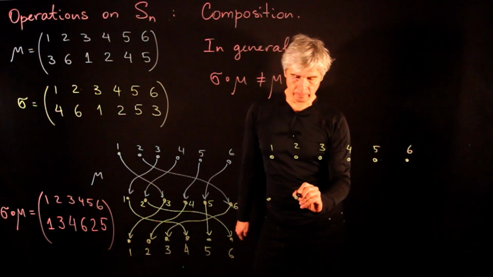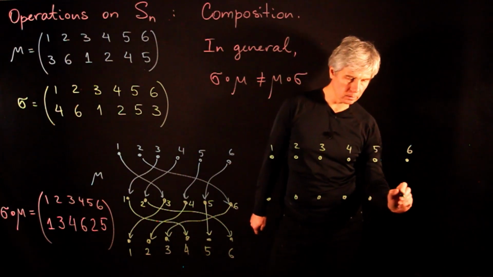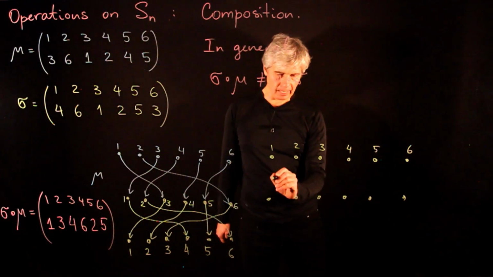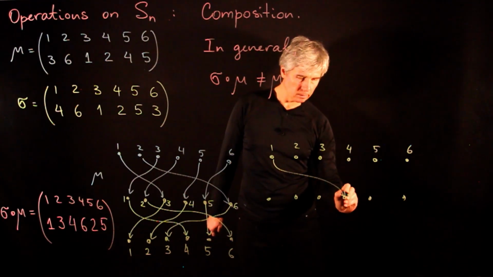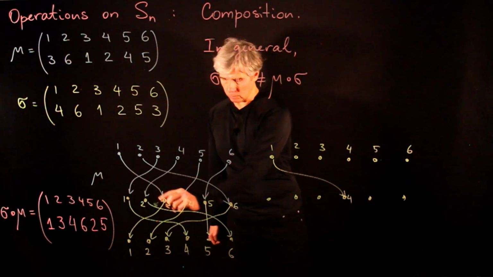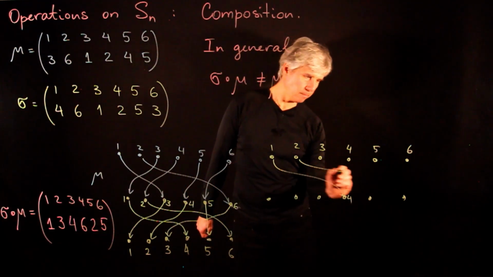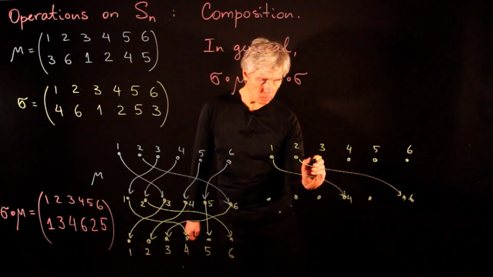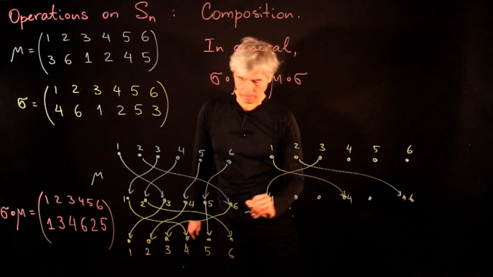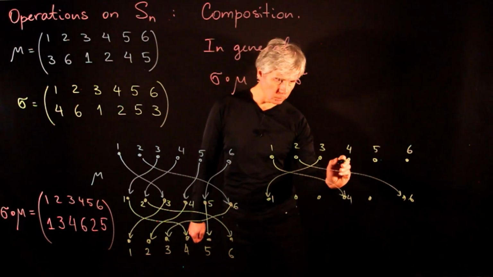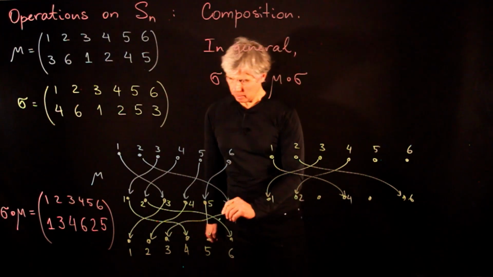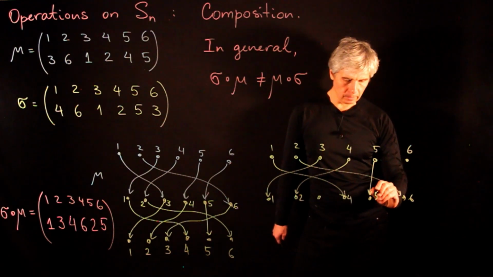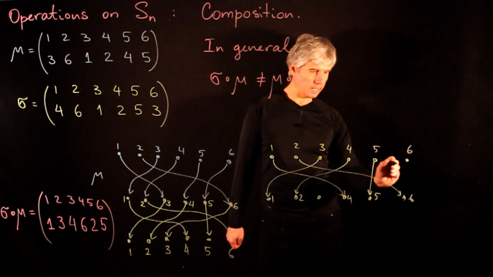So we have the arrows going, from 1 we have the arrow that goes to 4, from 2 we have an arrow to 6, from 3 we have an arrow to 1, from 4 we have an arrow to 2, then from 5 we have an arrow to 5, and from 6 we have an arrow to 3.